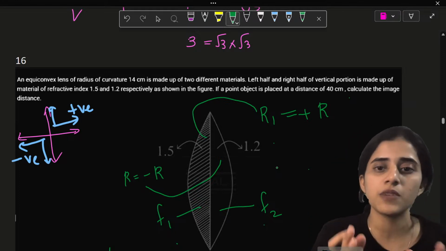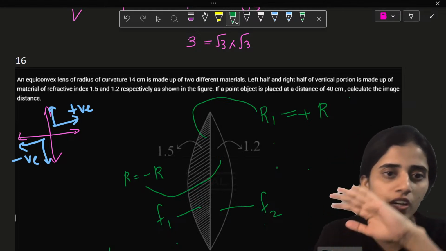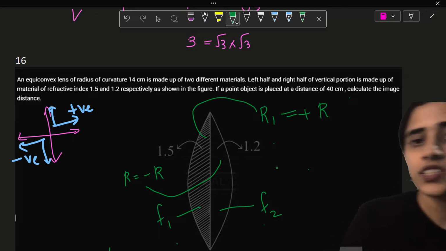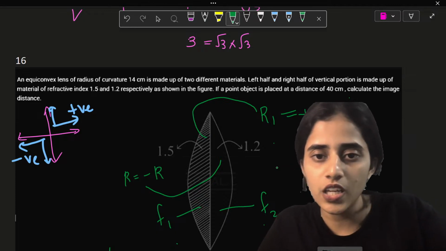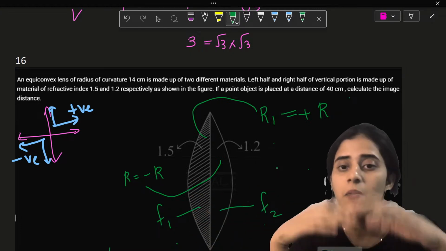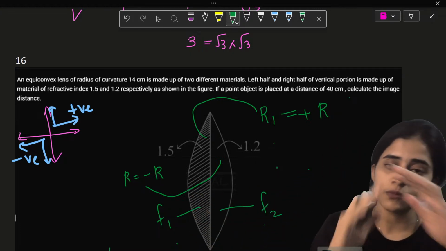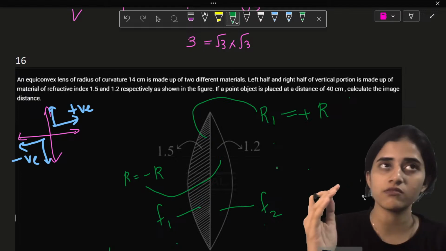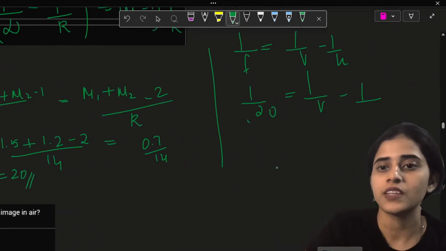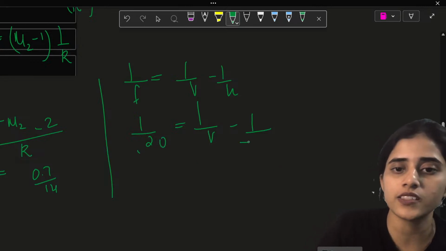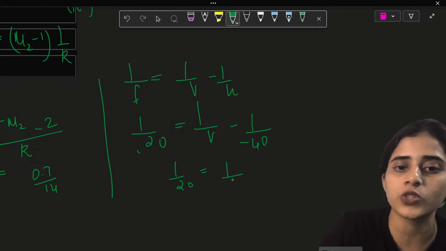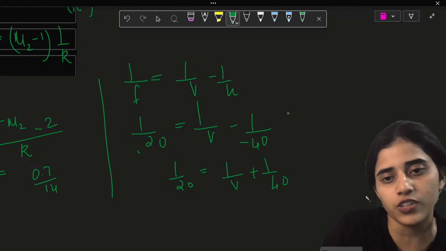So obviously, the image will be formed for a convex lens. If an object, yeah, the image will be on this side, so it will definitely be plus 40. But the object is going to be on this side, which is on the left of the lens, right? So it's going to be minus 40. So 1 by 20 is equal to 1 by V plus 1 by 40.